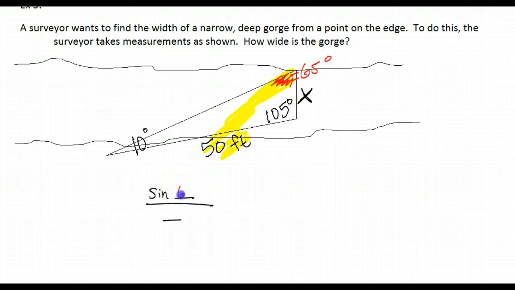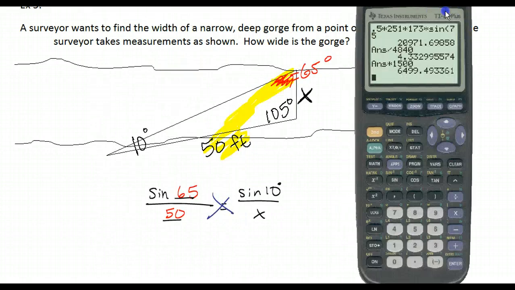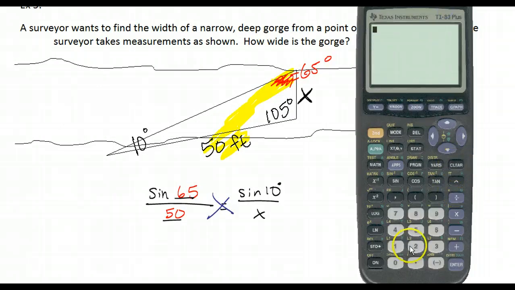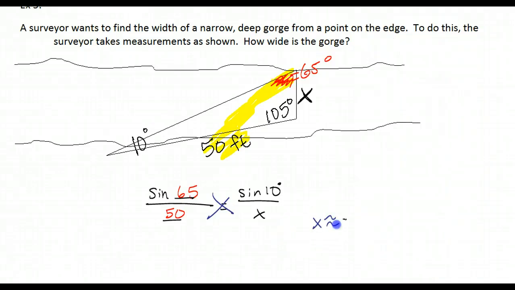So sine of 65 degrees divided by 50, that's my start. Then the angle across from x is 10. So there I go, sine of 10 over x. Cross multiply. 50 times sine of 10 divided by sine of 65, and x is approximately 9.6 feet.